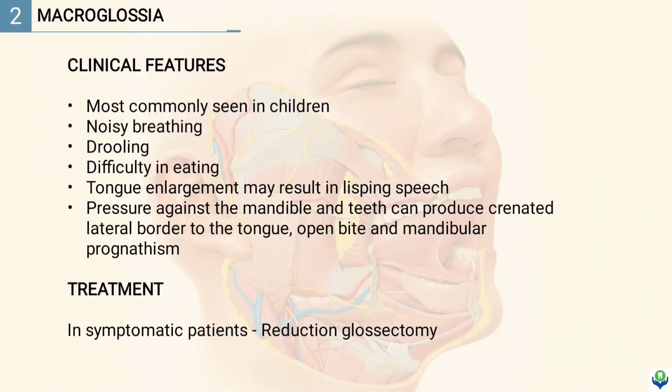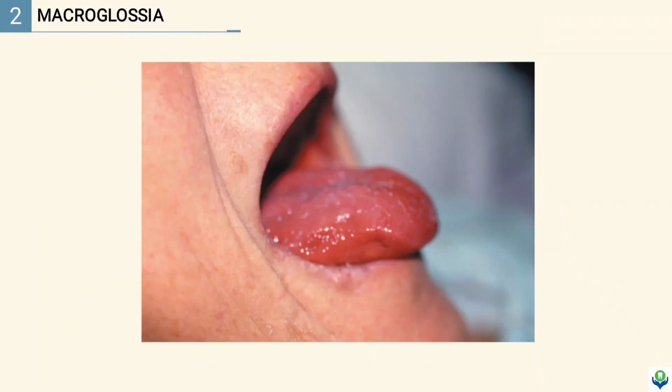It has the following features, namely noisy breathing, drooling, difficulty in eating, and the tongue enlargement may result in lisping speech, and the pressure against the mandible and teeth can produce crenated lateral border of the tongue, open bite, and mandibular prognathism. Treatment. In symptomatic patients, reduction glossectomy is done. This picture depicts macroglossia.